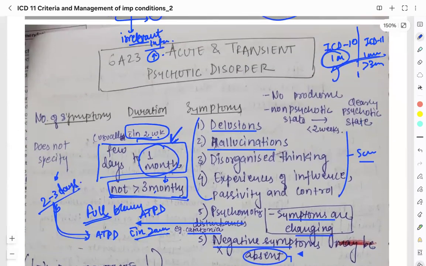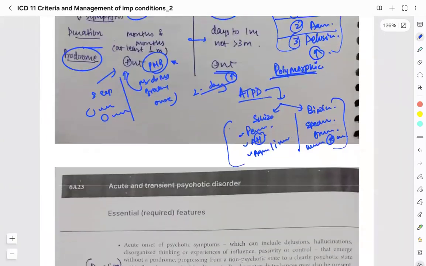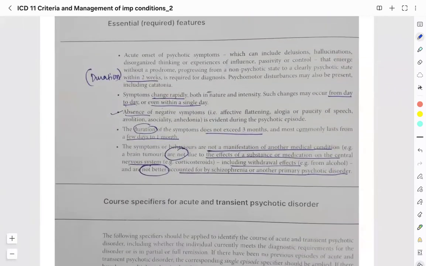Again, ICD-11 does not specify how many symptoms need to be present. For schizophrenia, they did tell that 2 symptoms need to be present, but for ATPD, it does not specify that. It says it commonly lasts for a few days to 1 month and does not exceed 3 months.